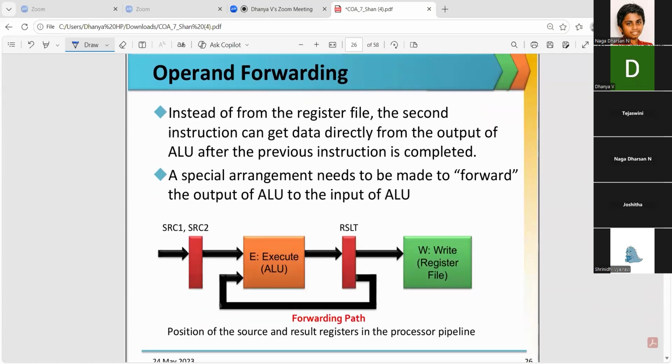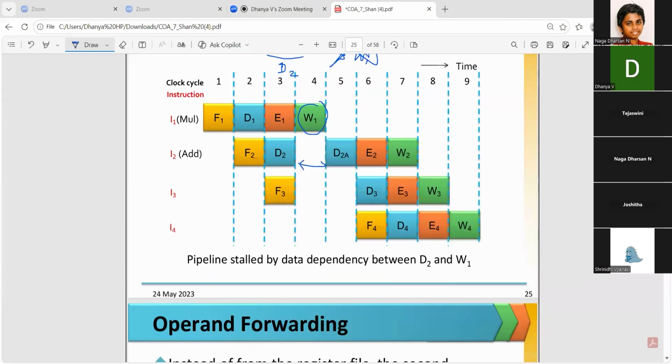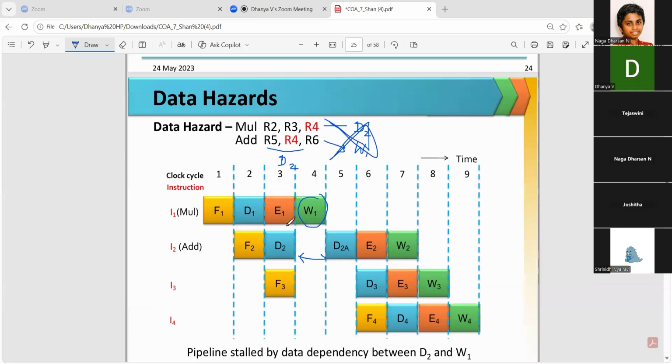Okay, now operand forwarding. So now what can you actually do? There is some inconsistency that's happening here, no? So what can you do?